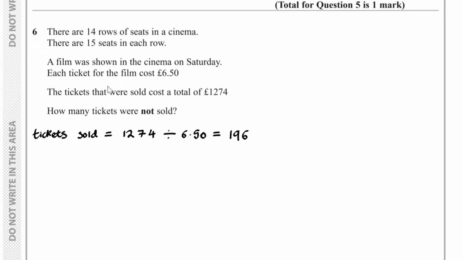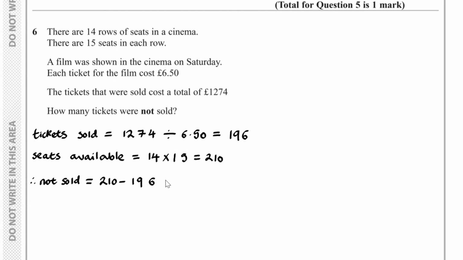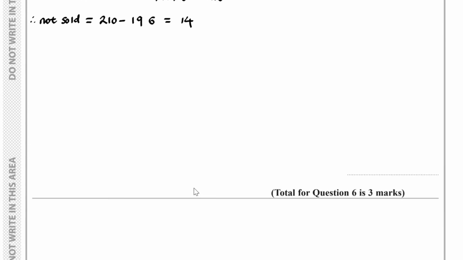And therefore you can see here the total number of seats available in the cinema, we have 14 times 15, which is 210. So 196 tickets were sold, which means 196 seats were taken up, and therefore the number of tickets not sold is equal to the difference between these. So we have 210 minus 196, which is 14. So we have 14 tickets which were not sold.